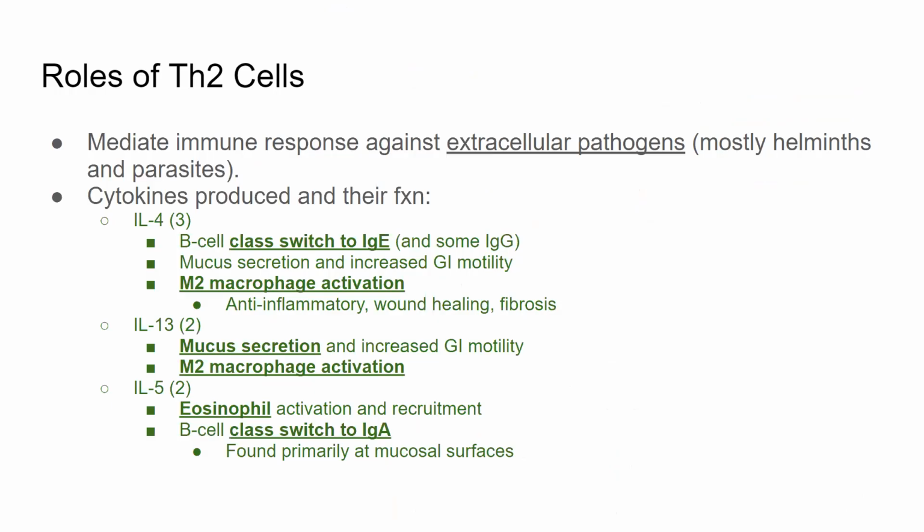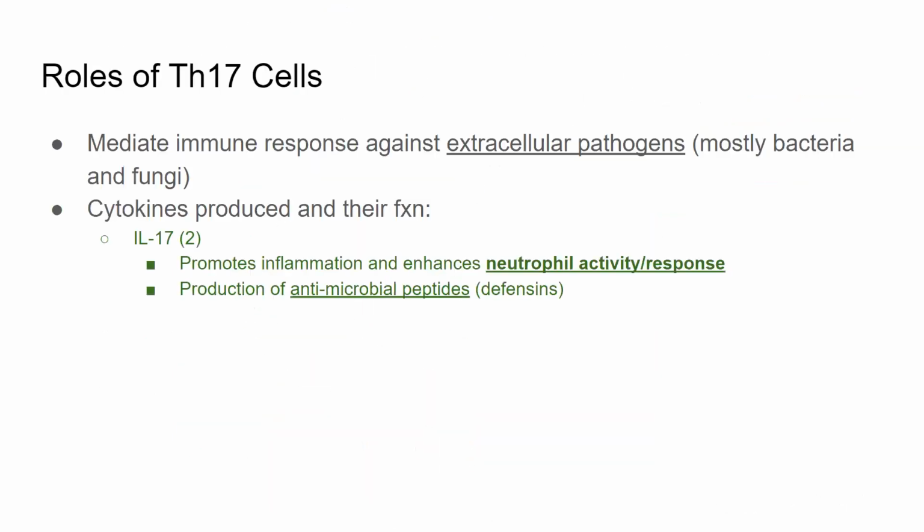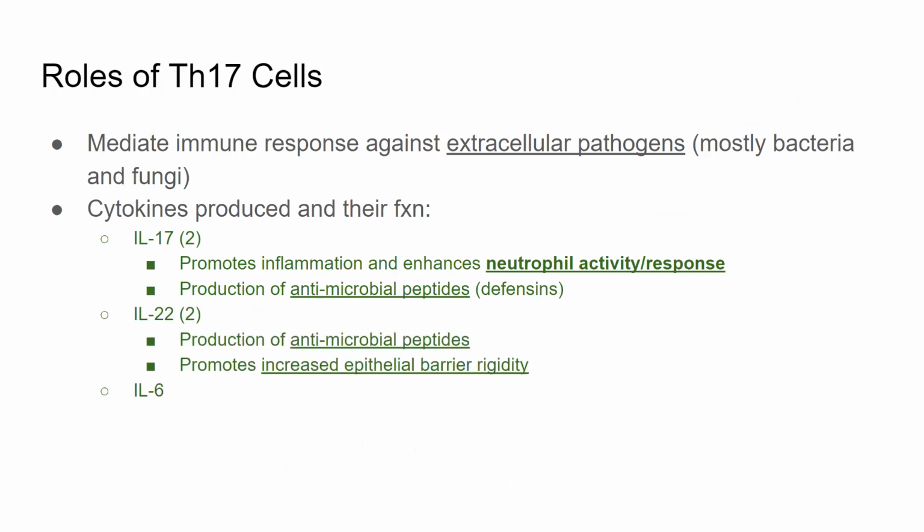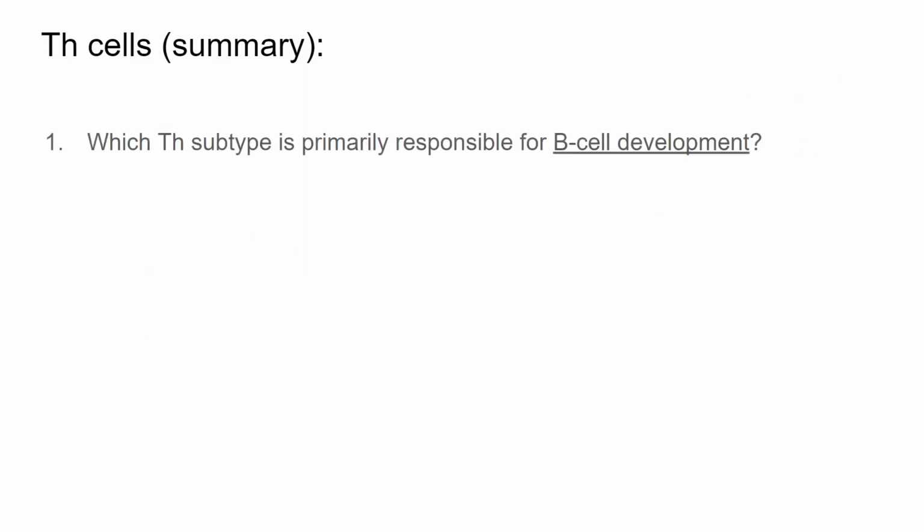Yeah, 4, 13, and 5, those inhibit Th1. So Th17 is more complicated. Okay, so summary, some high yield factoids. Which Th subtype is involved with B cells? 1, 2, or 17? 2. Good. So Th2 cells can either do IgE class switch by IL-4, IgA class switch by IL-5.